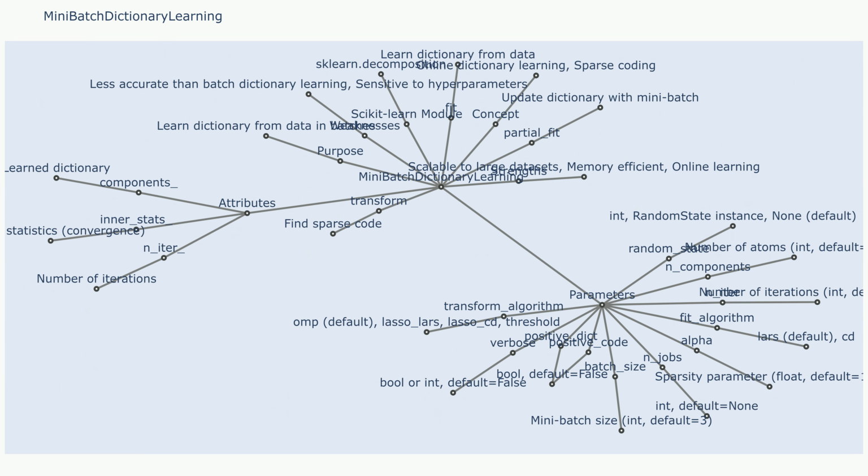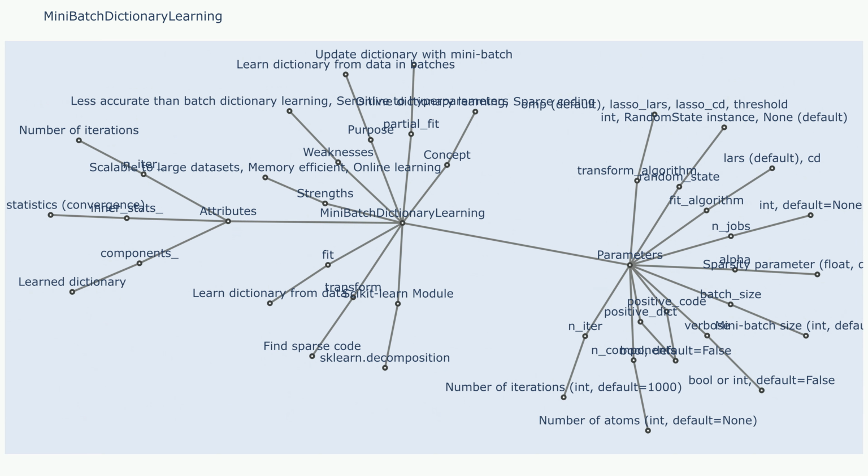Transform the data using the learned dictionary. code = mdl.transform(X). Reconstruct the original data from the code. reconstructed_data = mdl.inverse_transform(code). Visualize the learned dictionary. components = mdl.components_. plt.imshow(components[100].reshape(10, 10, -1)).